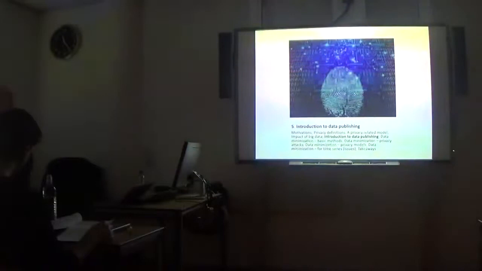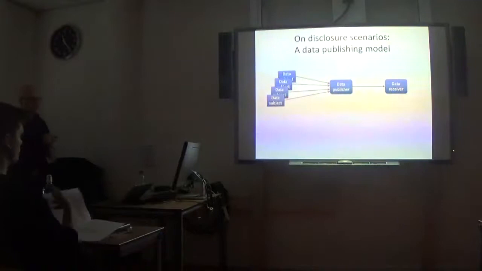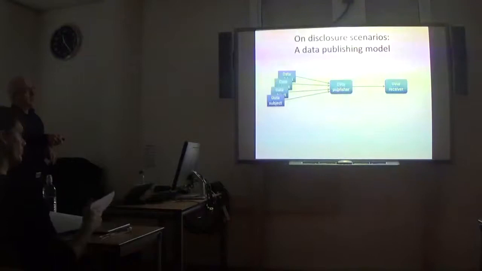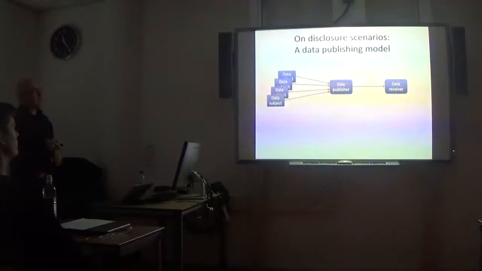Introduction to data publishing. In data publishing, we see the whole cycle going from data subjects to data publisher. First you publish your data to, for example, Facebook. Everybody shares data with Facebook, and Facebook sends it back to the data receiver, which is, for example, an advertisement company. So the first part is called data collection, the other part is data publication.